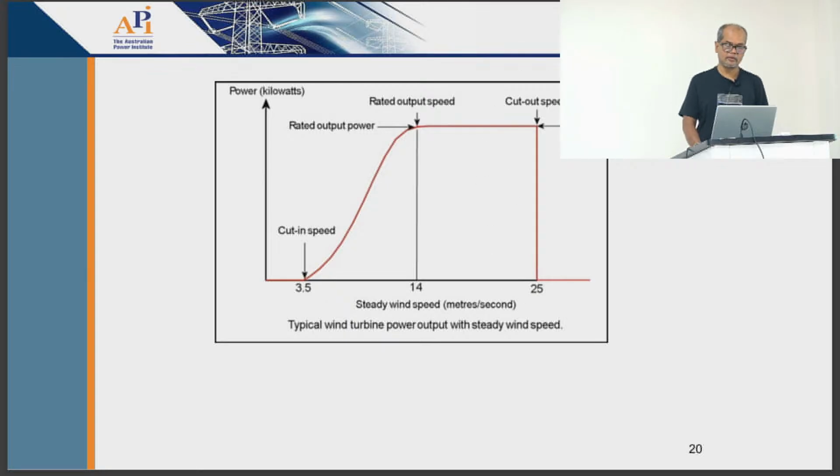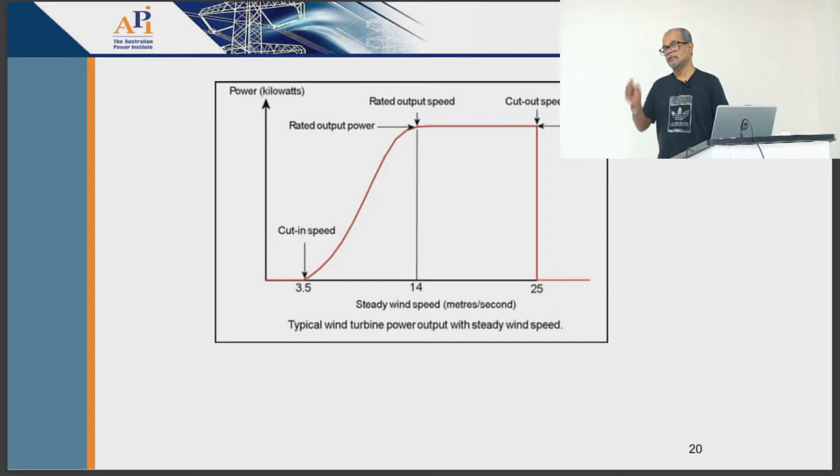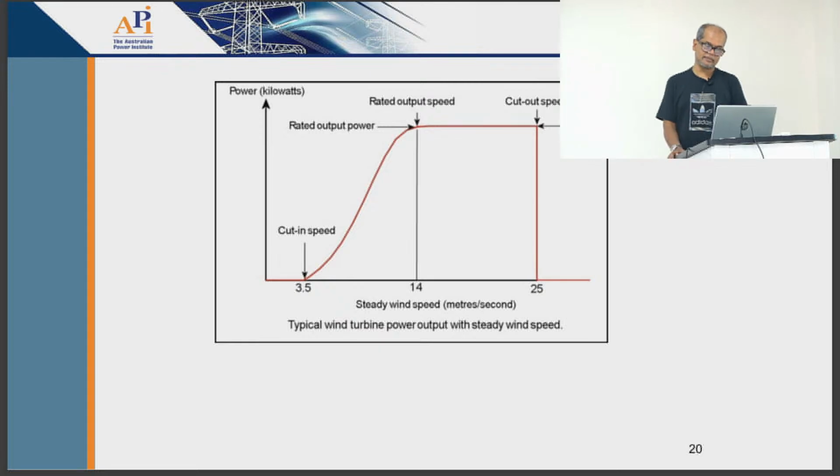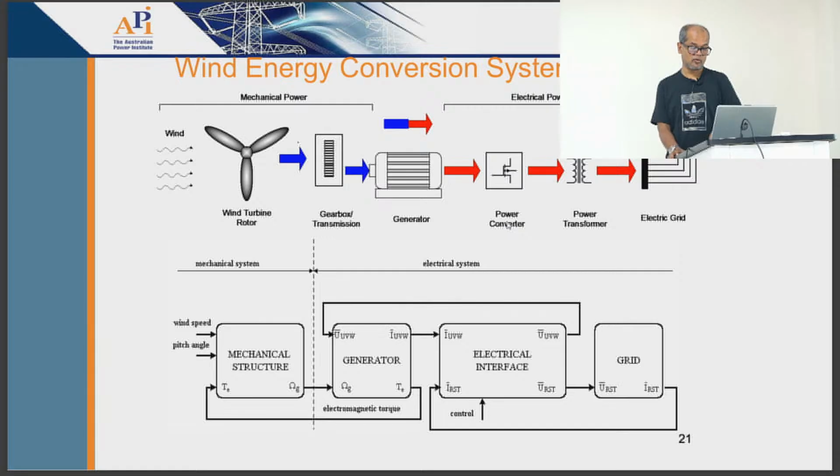So what happens is that all the wind farms have sensors and protection. So when there is a wind gust, like a tornado, they sense the wind and then they automatically shut down. That speed is around 25. So if you go more than that, then the wind turbine will automatically shut down.